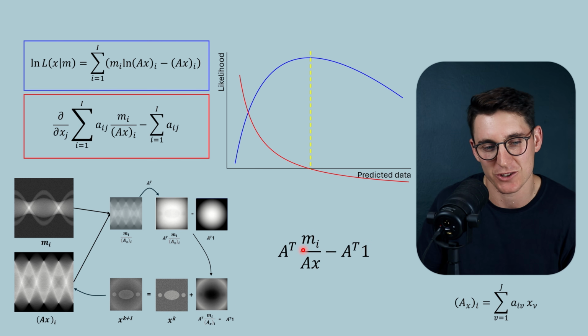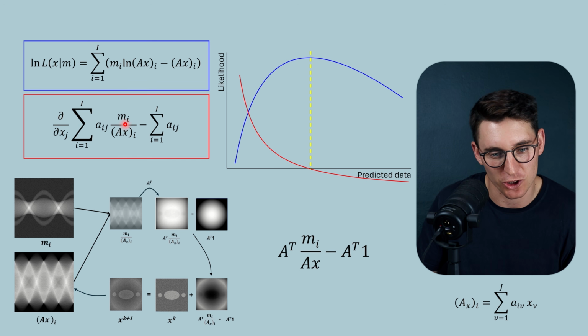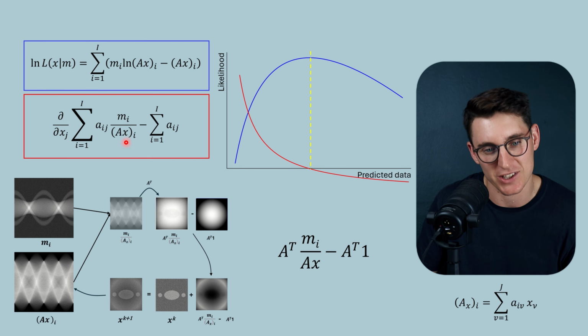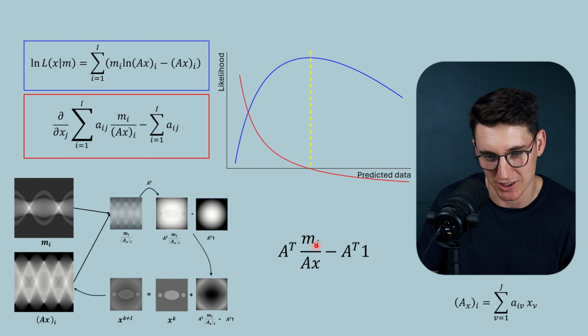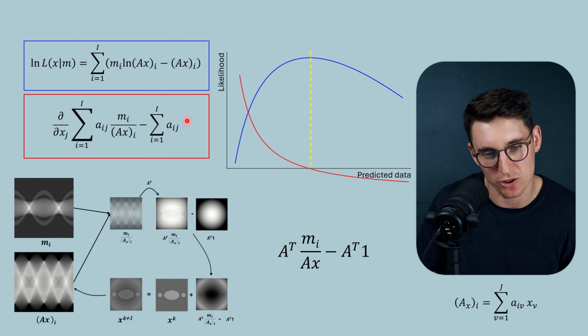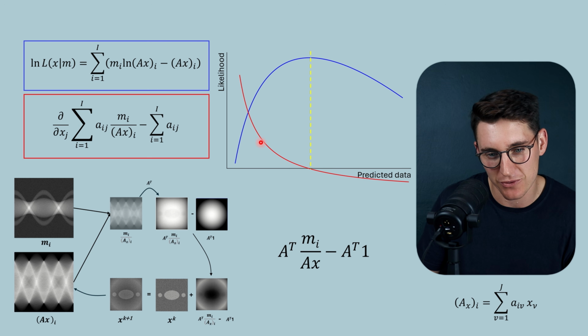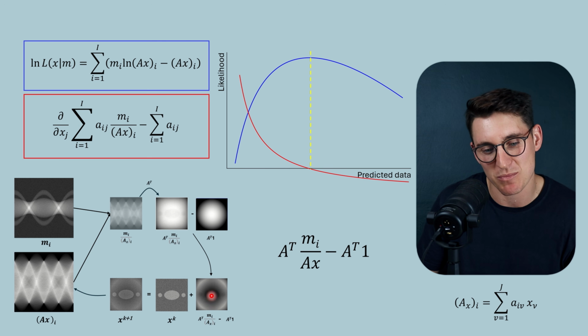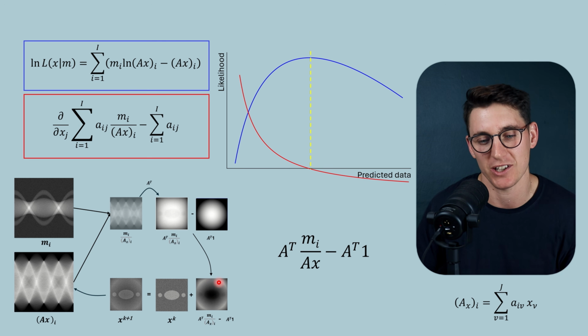We can write this in different terms. We can say the transpose of the ratio between our measured data and predicted data, transpose here, minus a sensitivity image, minus the transpose of 1. We've got an invisible 1 here. This graph here is representing the exact same thing as the gradient image that we created earlier.